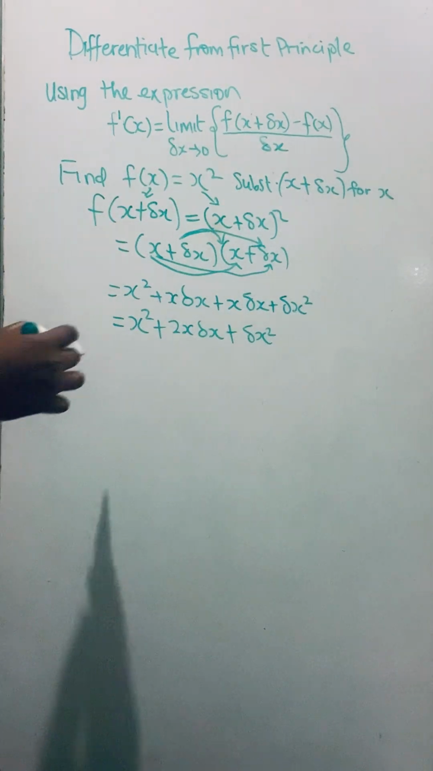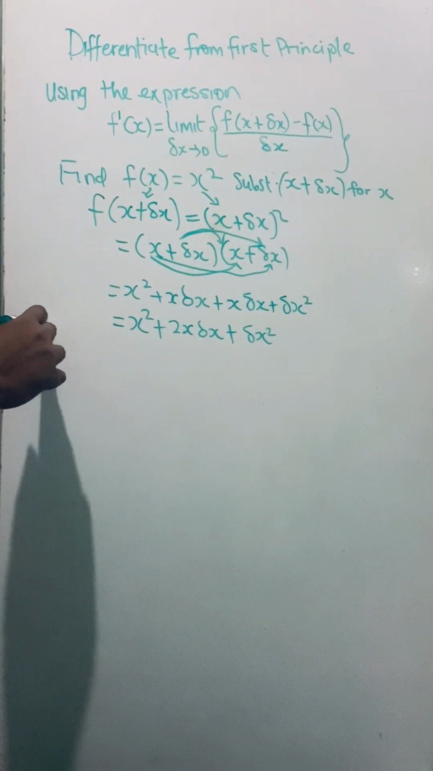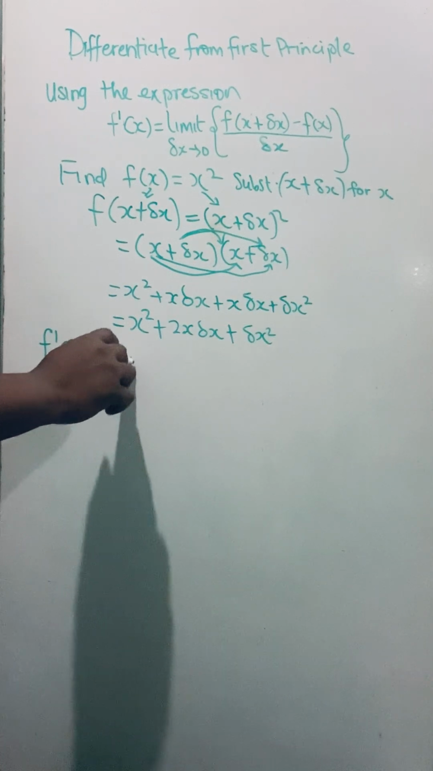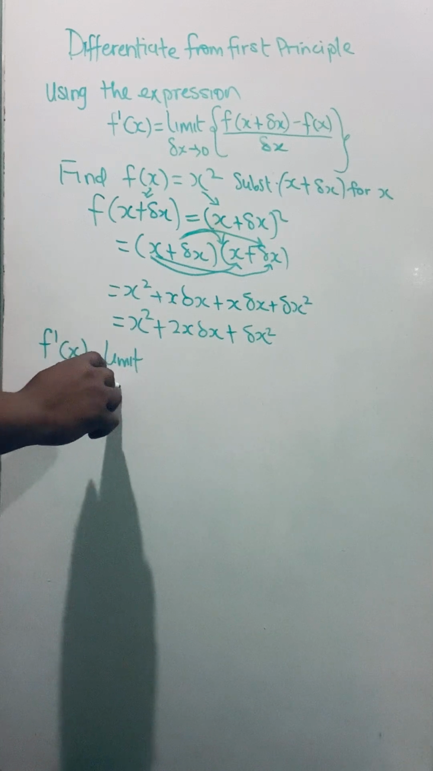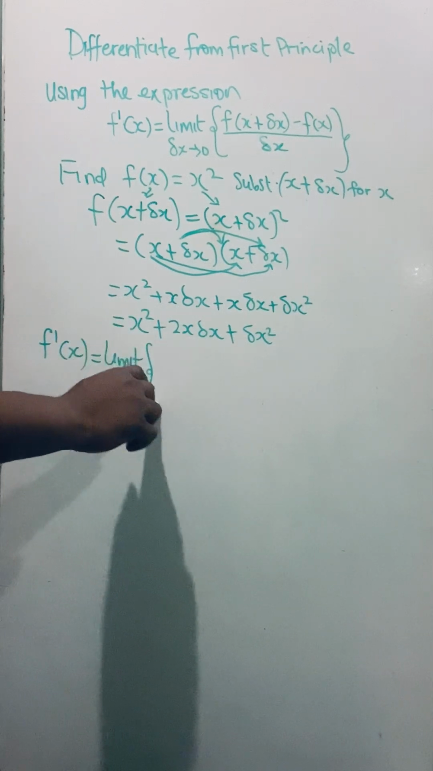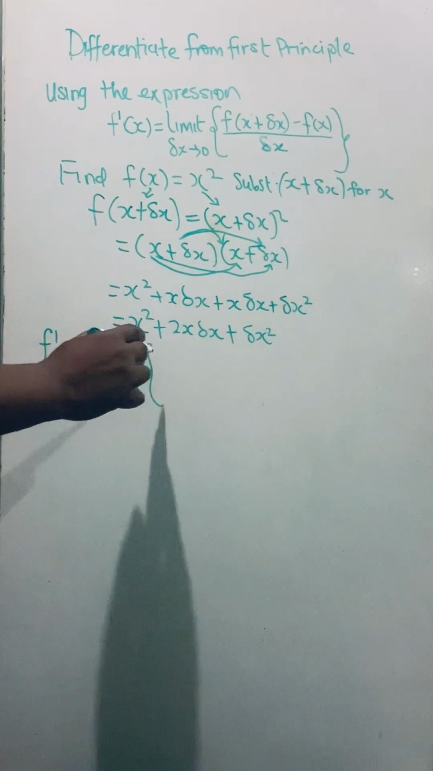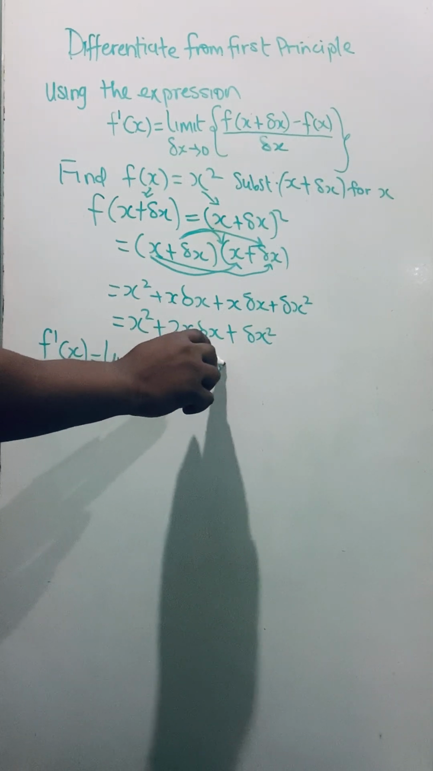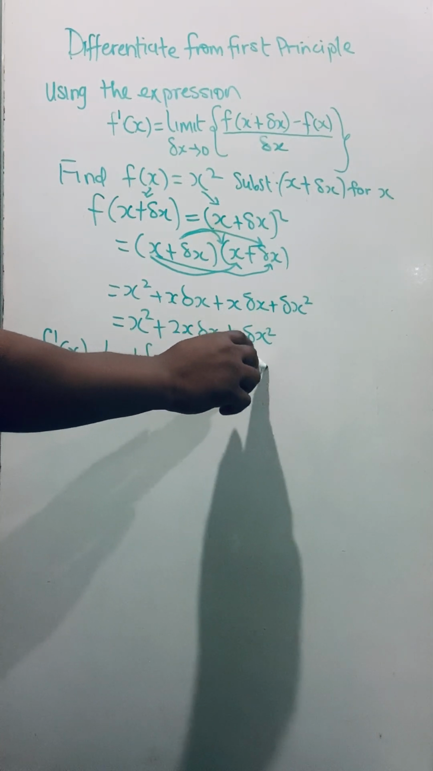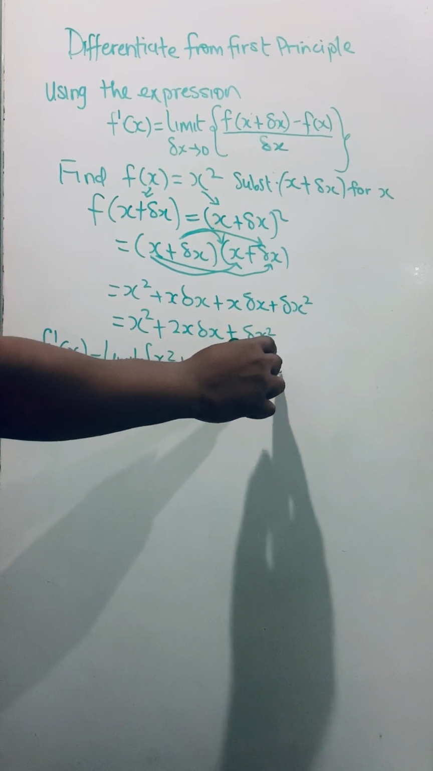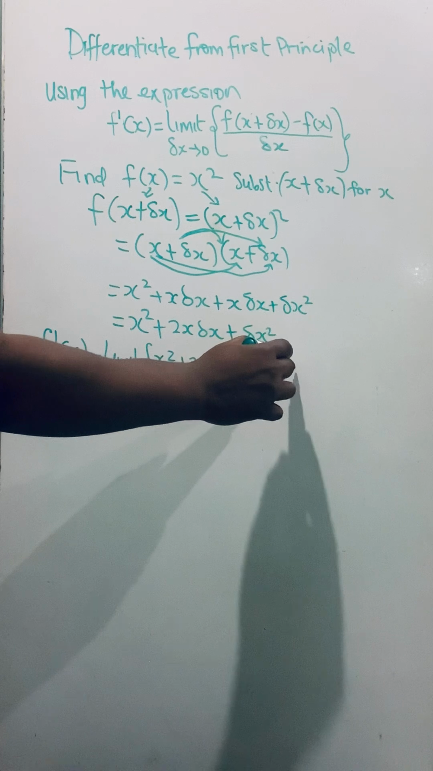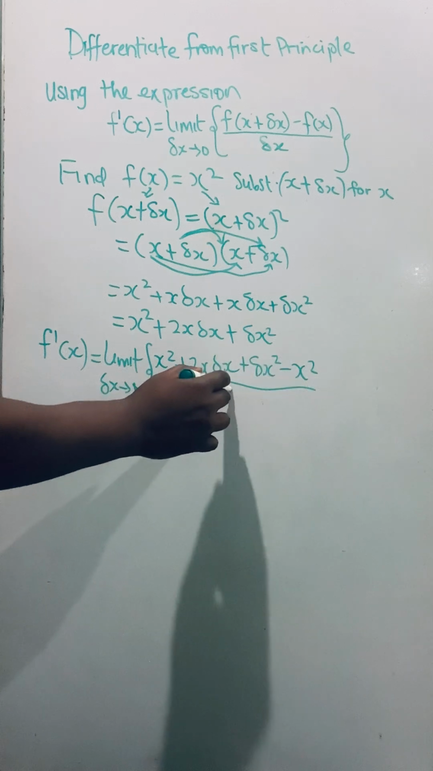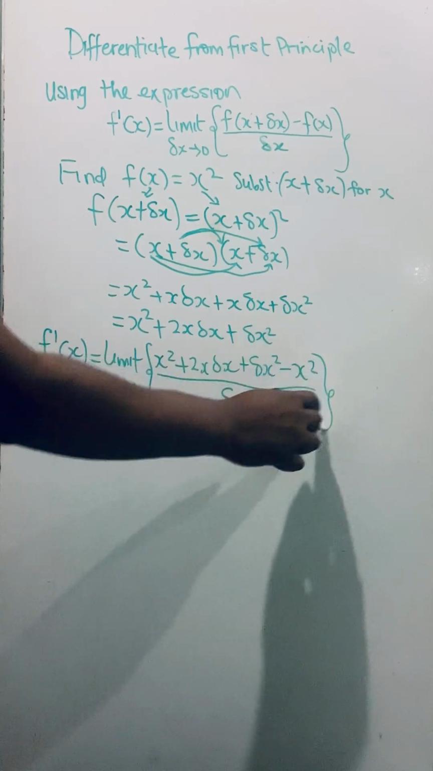Okay, so now let's bring what we have gotten into the expression. So what we'll be having: f prime of x equals limit delta x tends to 0. So what do we have here? We're having x squared plus 2x delta x plus delta x squared, then minus x squared, that's this x squared, all divided by delta x, close your bracket.